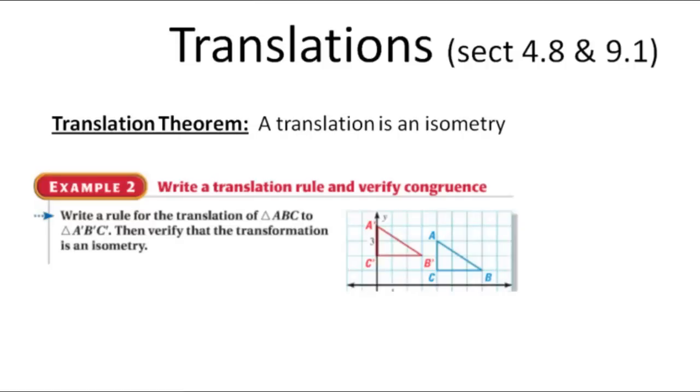Okay, now we have a theorem. You're going to be surprised. A translation theorem. It says a translation is an isometry. Remember what that means?